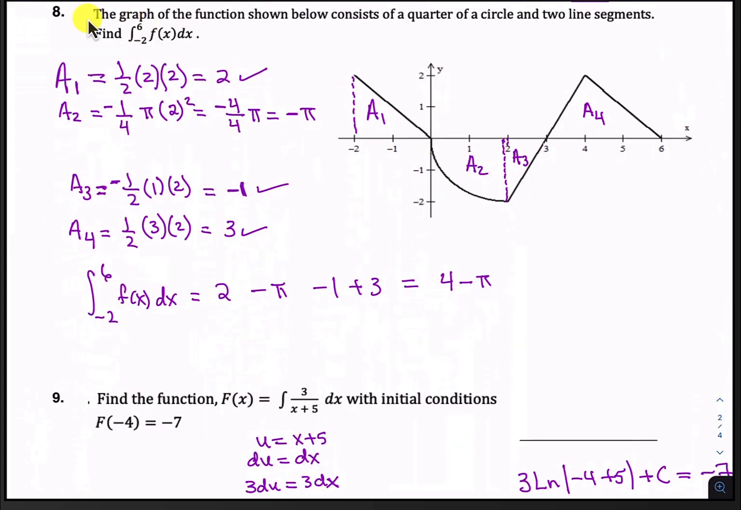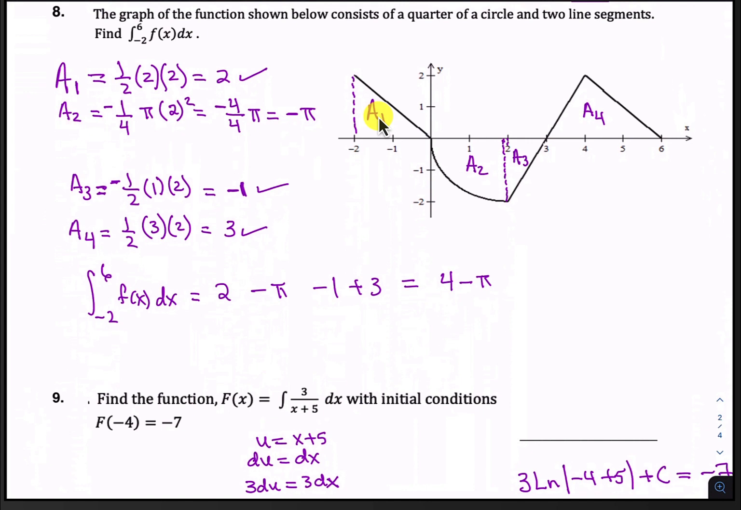And here's number 8. It says the graph of the function shown below consists of a quarter of a circle. That would be this space here called area number 2. And 2 line segments. All right, here's line segment 1, here's line segment 2 over there. So it says find the definite integral from negative 2 to 6 of the function. Well, the definite integral from negative 2 to 6 is simply the net area of all the areas added together. So what is the net area? Well, we divide this up into 4 different areas.